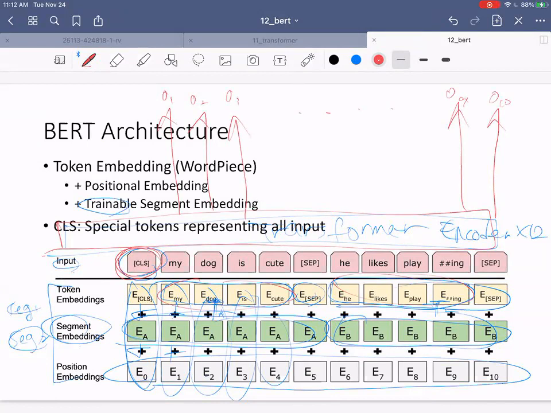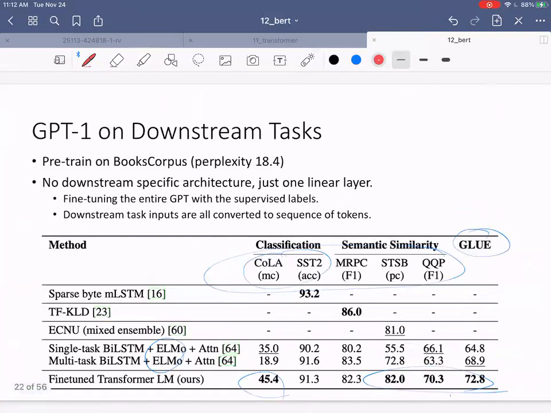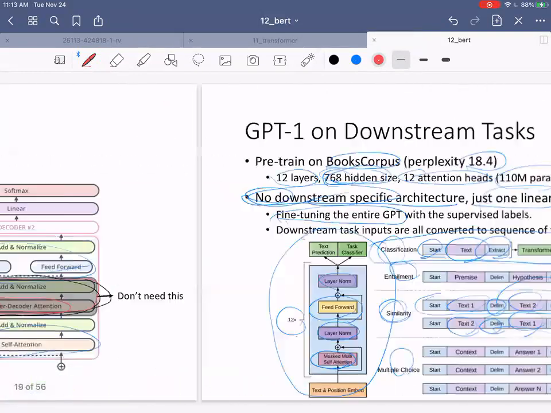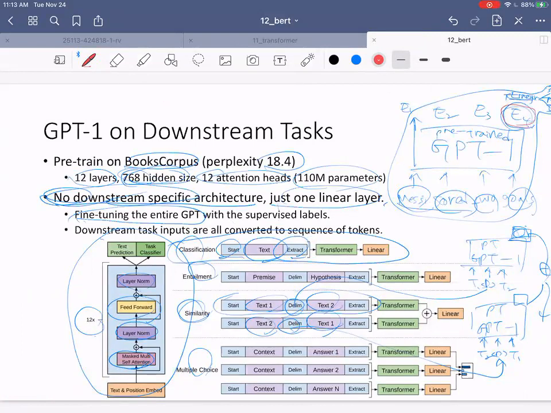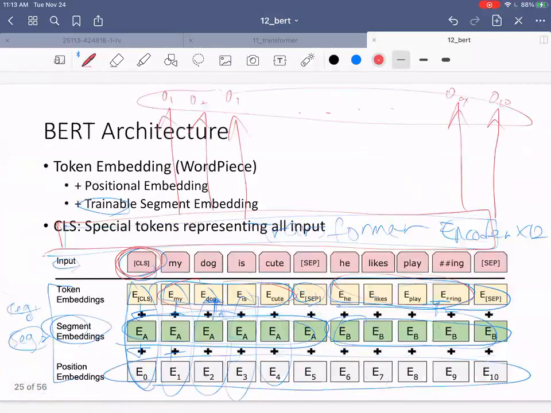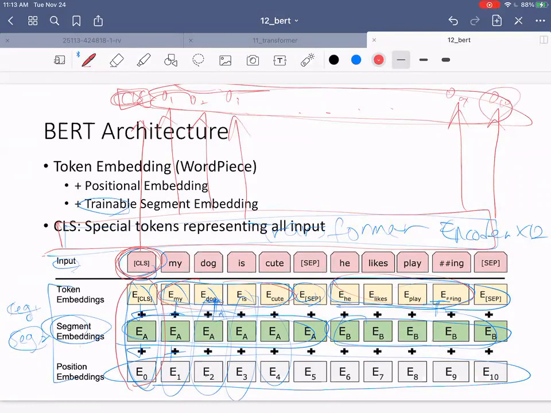Sometimes you want to do something about your entire input. In GPT, we took the final contextualized embedding as the representation of the entire sentence or entire input. But in BERT, instead of doing that, they use a special CLS token, which goes through the transformer and then outputs a CLS embedding at the output. This is used to represent the entire input, all the sentences. So if you want to do text classification, you use the CLS embedding. If you want to do something else based on the entire input, you can use the CLS embedding instead of the final contextualized embedding.